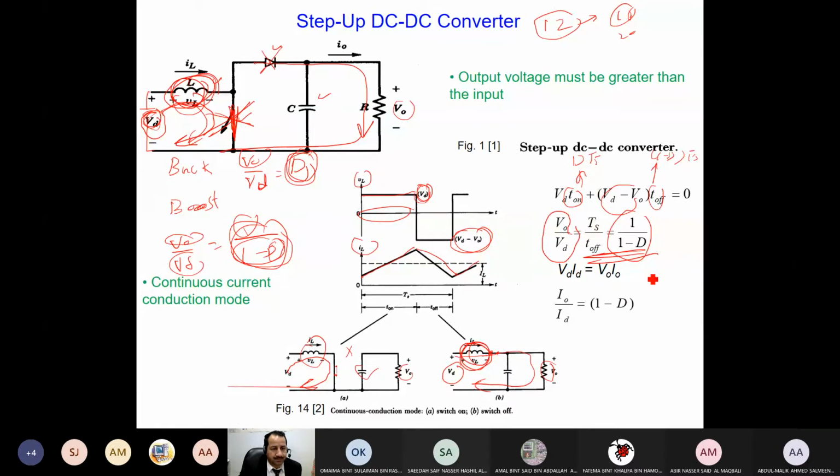Now, as we assume that input power equals output power, so VD·ID equals VO·IO. I can rearrange them. It will be VO over VD equals ID over IO. So I have this one, which is already derived here. I can substitute and rearrange. I got the relationship for the current. Now I have two relationships, one for voltage, input with output, and one for current, input with output.